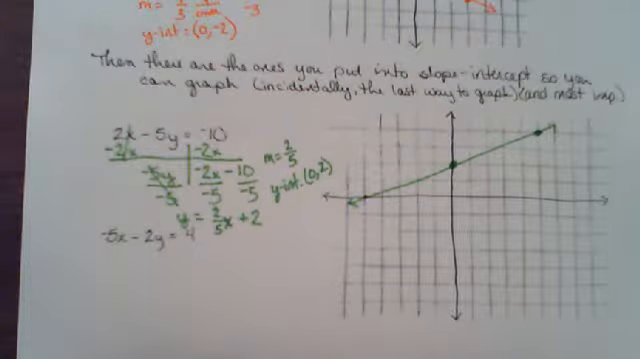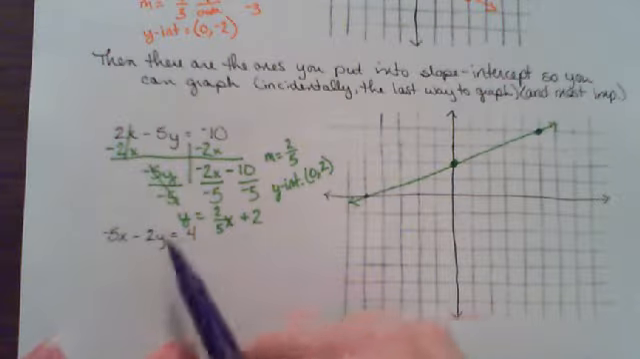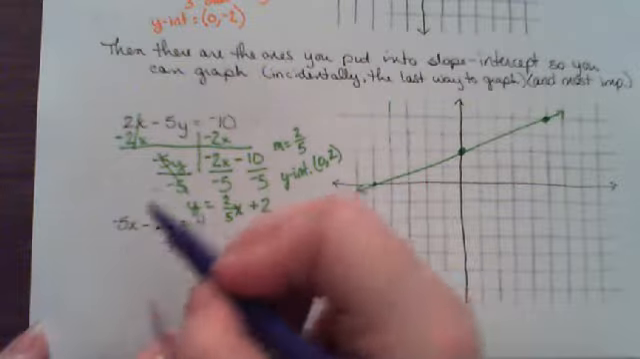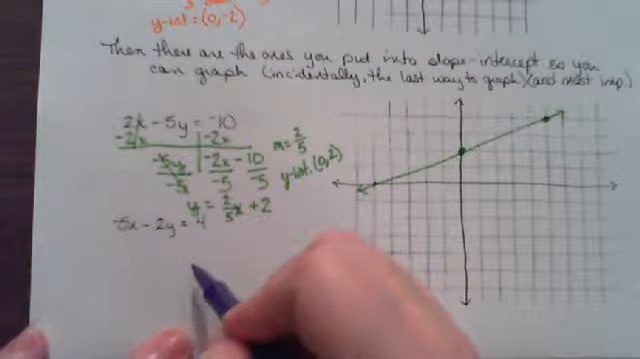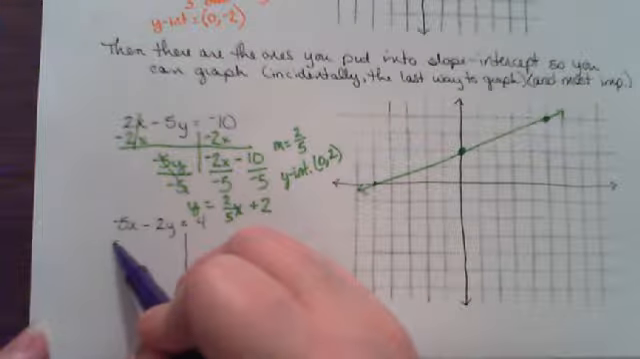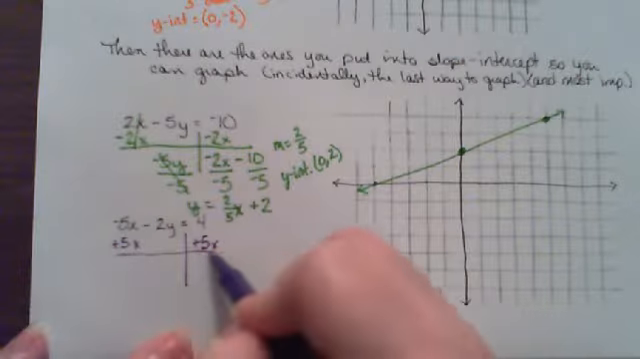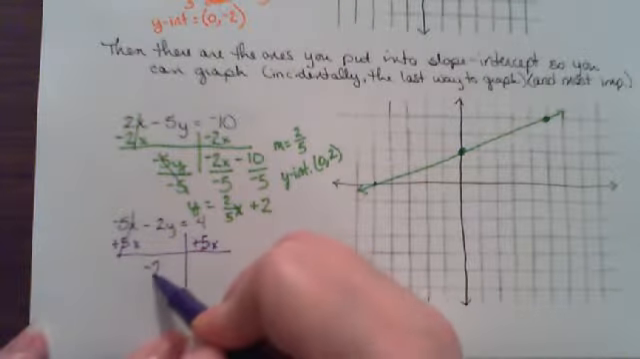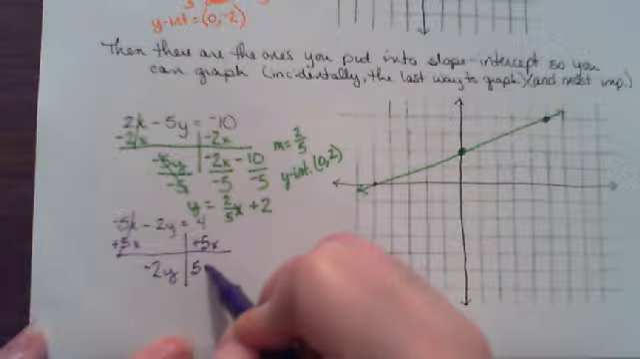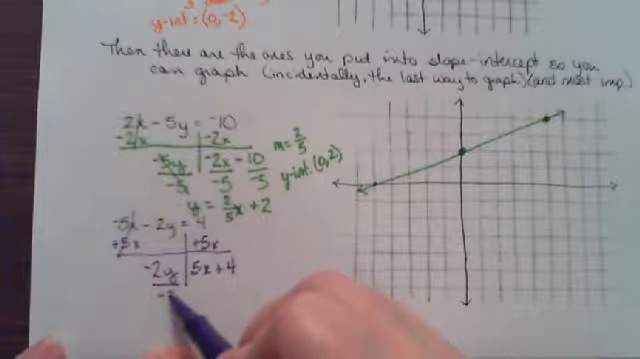For the next one, they didn't put it in slope-intercept form, and it's got to be in slope-intercept form so we can find our slope and our y-intercept. So I need to move it around so that it is, which means I got to get the y by itself. So I'm going to add 5x to both sides. That gives me negative 2y. Put the x part first. 5x plus 4. Then divide everything by negative 2.